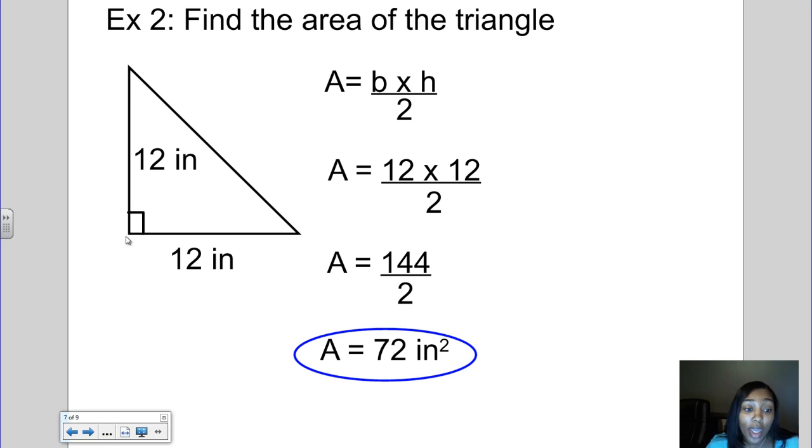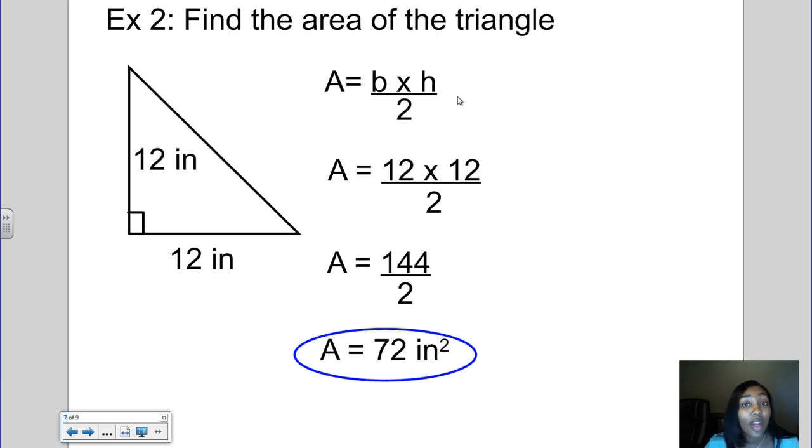So if I look at this triangle here, I'm going to look for that right angle square to help me find the base and the height of this triangle. I'm going to use my formula. Now if you'll notice with this formula, instead of writing out the word area, I just use the letter A. Instead of writing out the word base and the word height, I used B and H. And you are allowed to do that. You can abbreviate it. But you still want to start by writing the formula. So our formula is A for area equals B for base times H for height.